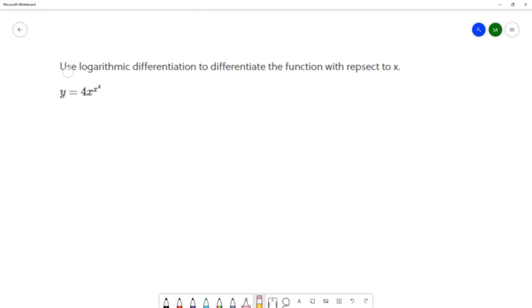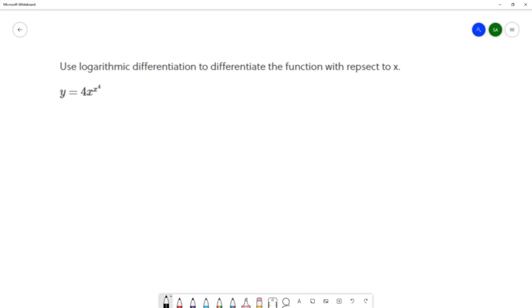On this question, we want to use logarithmic differentiation to differentiate the function with respect to x. We're doing the equation y equals 4x to the x to the 4th power.